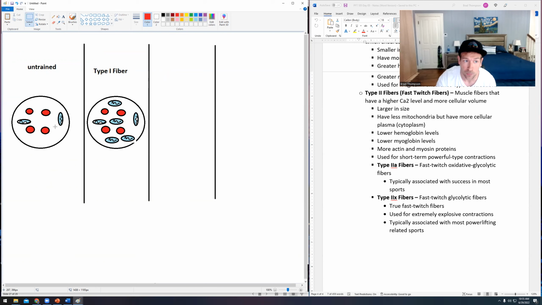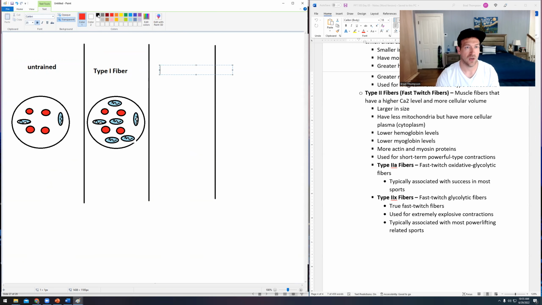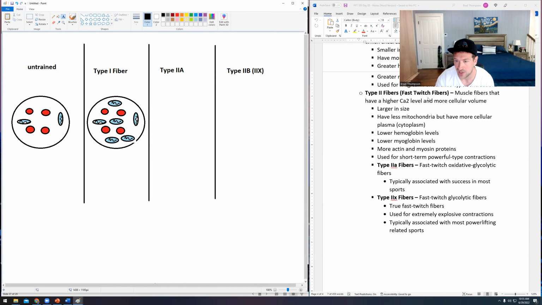Now, in a type 2 muscle fiber, we're going to see 2 different versions. We're going to see type 2A, and we're going to see type 2B or 2X. I'm not sure which version you guys are going to have listed. Sometimes it's type 2A, sometimes it's type 2B, sometimes it's type 2A and type 2X. X for extreme. I don't know which is the right term anymore. They keep changing it. They're the same thing though.